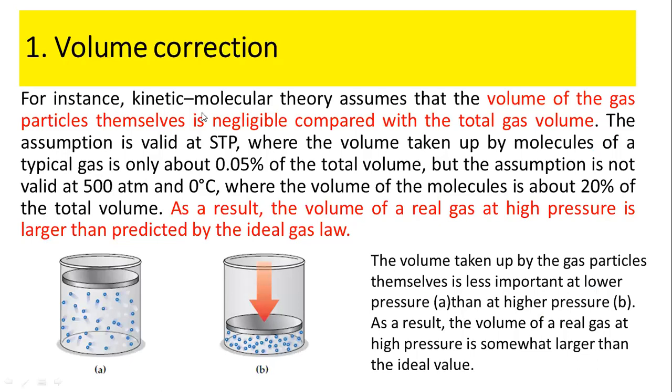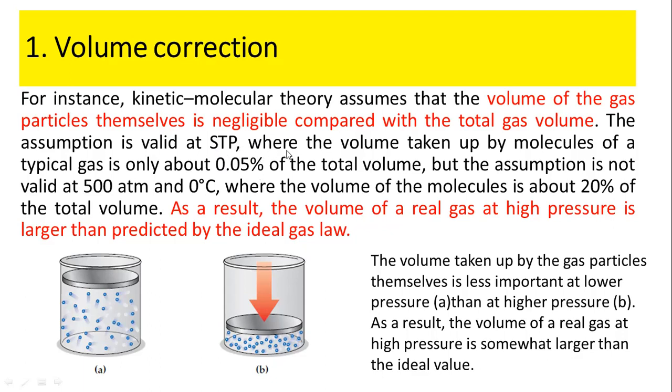For instance, again, the kinetic molecular theory assumes that the volume of the gas particles themselves is negligible as compared to the total volume of the gas. So this is for the ideal gas. But what is happening over here? This assumption is valid at standard temperature and pressure. Standard temperature is 0 degrees centigrade and the pressure is 1 atmosphere.